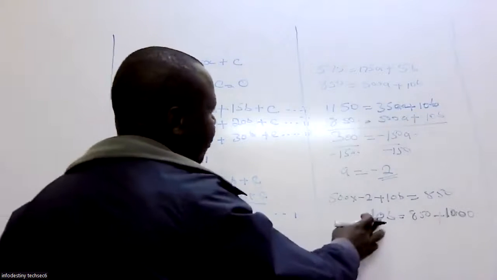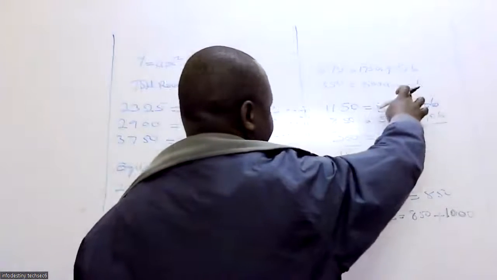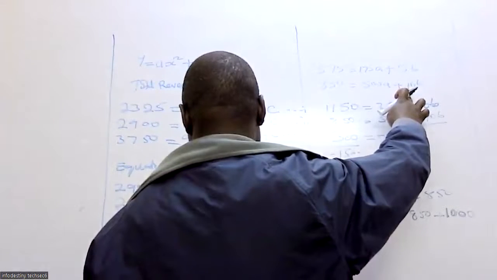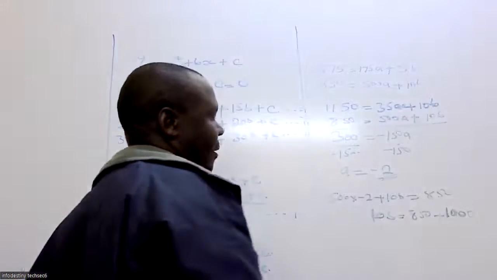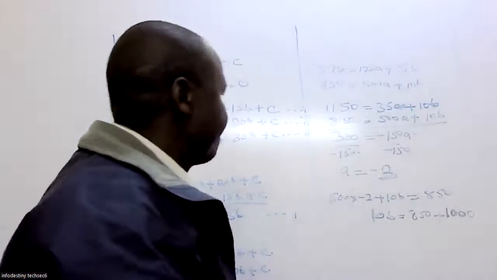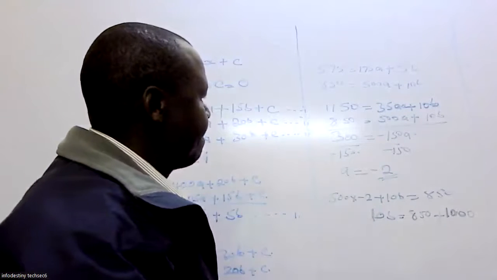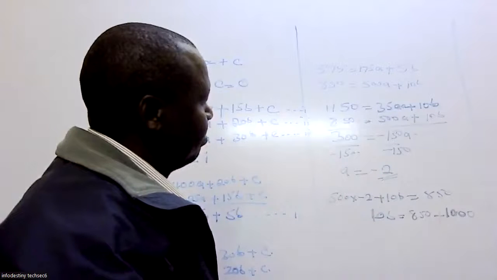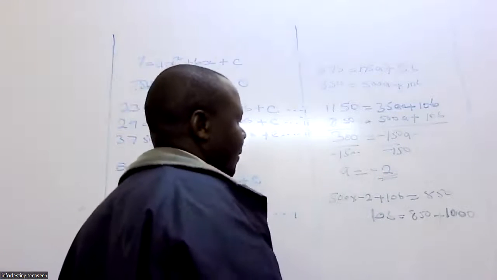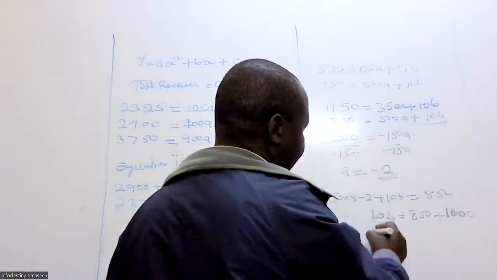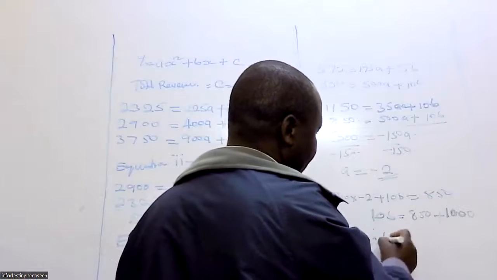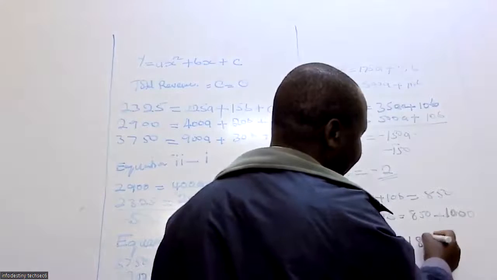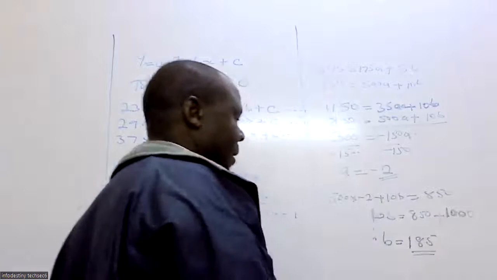Now this is going to be multiple line. This one, sit there. You add. So this equal to 1850, so 10B equals 1850. So that's going to be our B, 185.